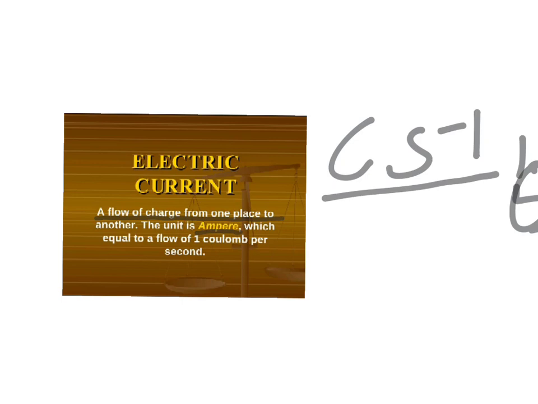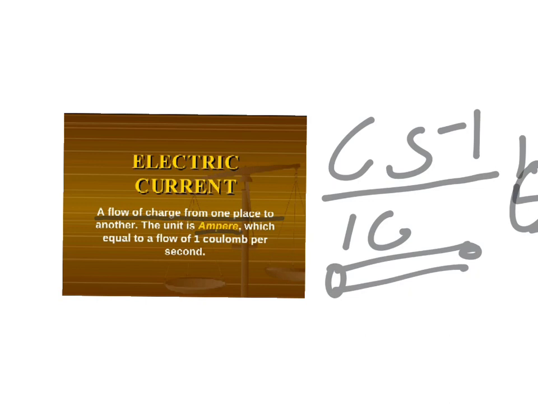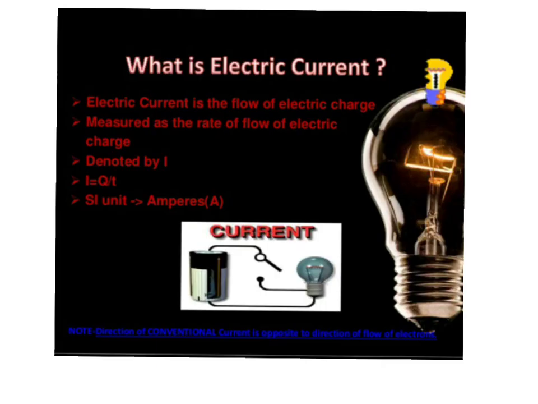If you have to find how much is 1 ampere of current, you have to take 1 coulomb of charge and make it flow through a conductor for a period of 1 second. If 1 coulomb of charge passes through a conductor for a period of 1 second, it will generate an electric current equivalent to 1 ampere. Electric current is denoted by symbol I.